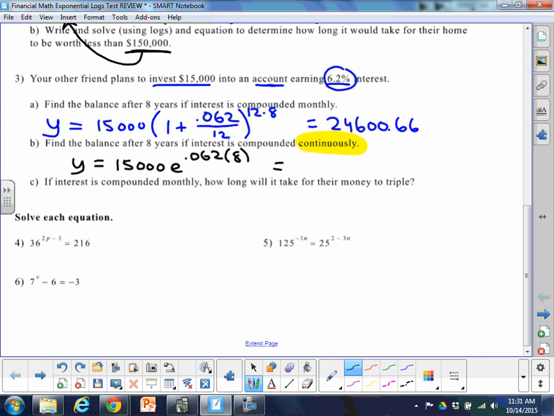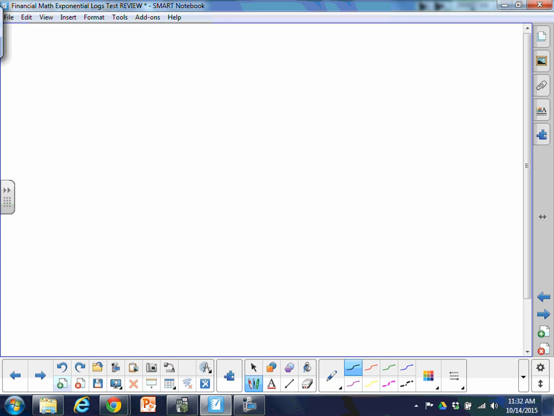So doing the calculation, I got $24,632.09. Okay, so it's a little bit bigger, $32 bigger, I guess. So, okay, all right. How about C? If we're compounded monthly, how long is it going to take to triple our money? So it's kind of similar to part B. They're telling you they want the end value to be triple what it was before. Okay, so we started with 15,000, so to triple that, I want to have 45,000 at the end.